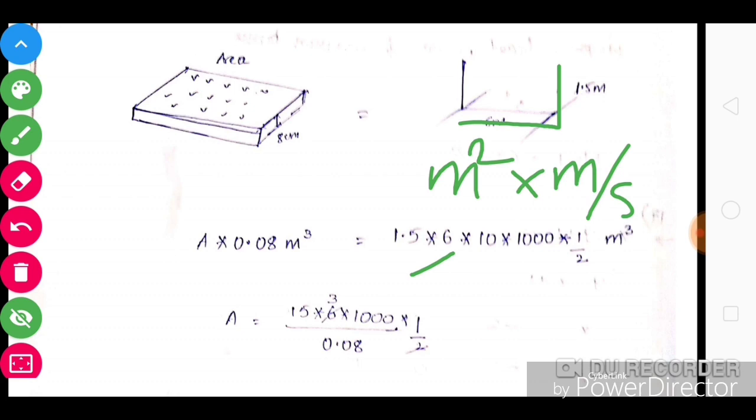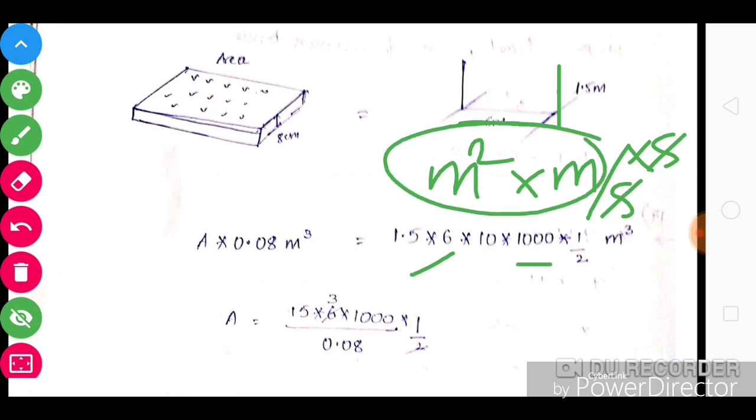Again, they have given time as half an hour. That means we can convert it into seconds or hours, so both will be cancelled. So I converted this kilometer to meters. So it will be meter cube.